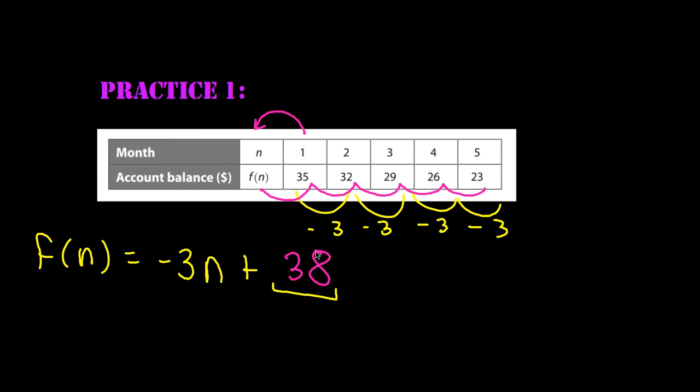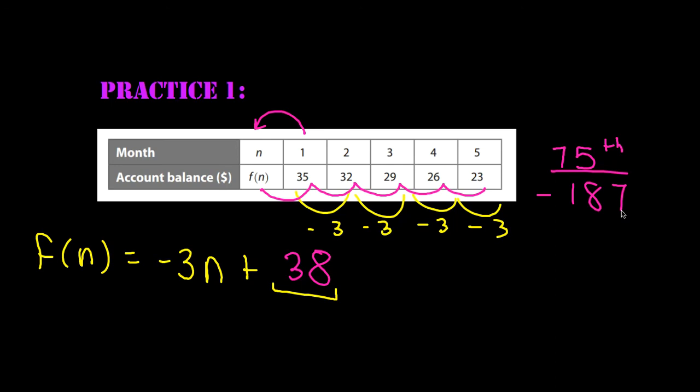Now that you know that that is the rule, can you please find for me the 75th term in this sequence? What is the 75th term? Go for it. Awesome. So in order to find the 75th term, we're going to plug 75 into our rule. That is -3 times 75 plus 38, which is -187. Our 75th term in this sequence would be -187.